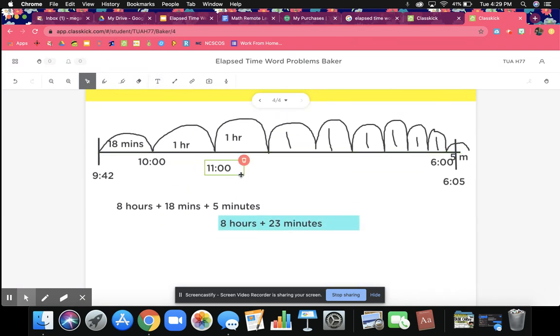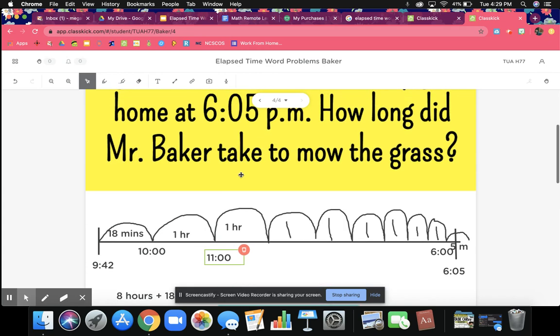Now, remember to use your number lines. Remember to draw it out. Take your 2 times and do your word problems. Let me know if you need any help.